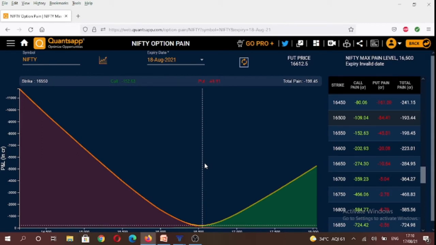If we see the Nifty option max pain data for 18th August weekly expiry contract, you will see that the option max pain level is at 16,500 level. So if the market was to expire tomorrow at 16,500 level, in that scenario, call and put option buyers of 16,500 strike would be suffering losses, as on expiry a large percentage of options expire worthless, and put and call writers of 16,500 strike would be making profits.